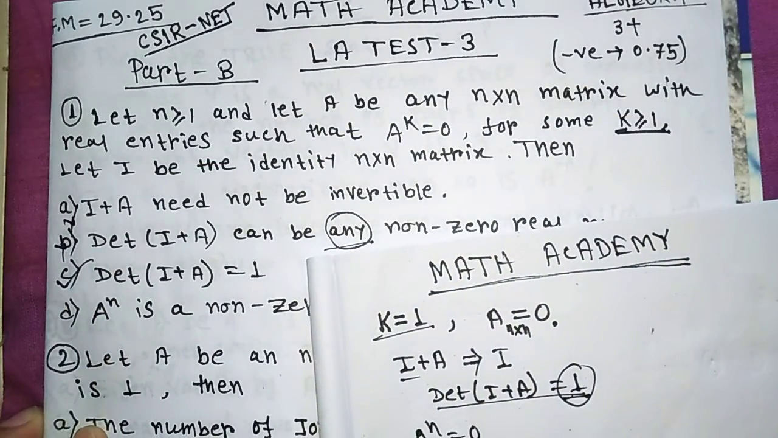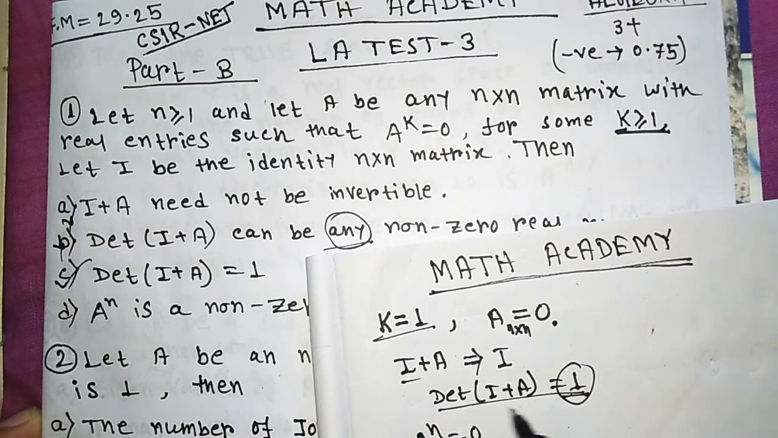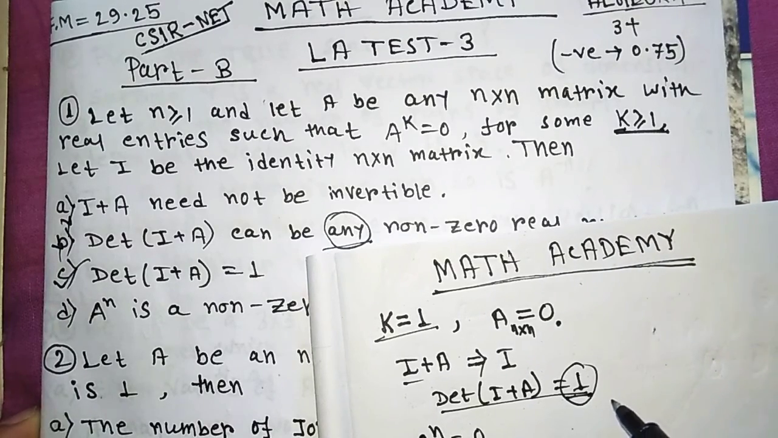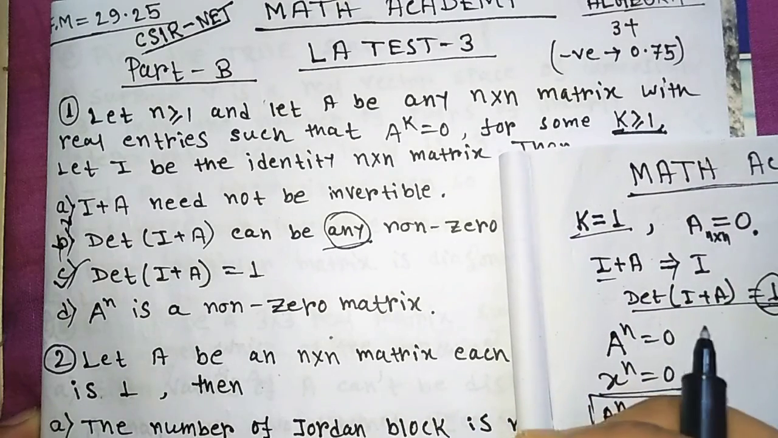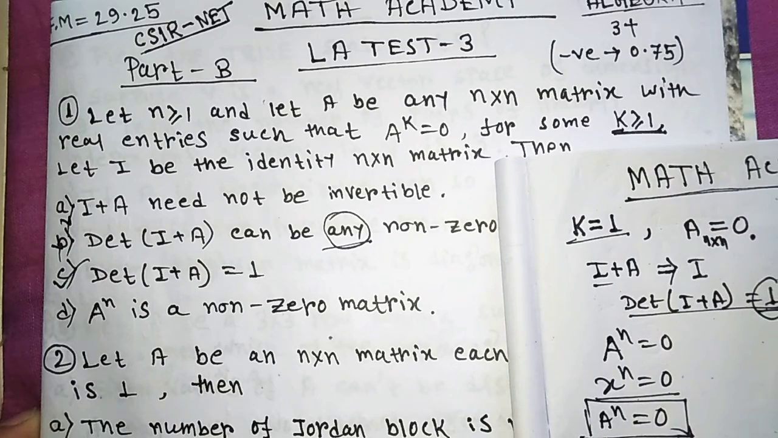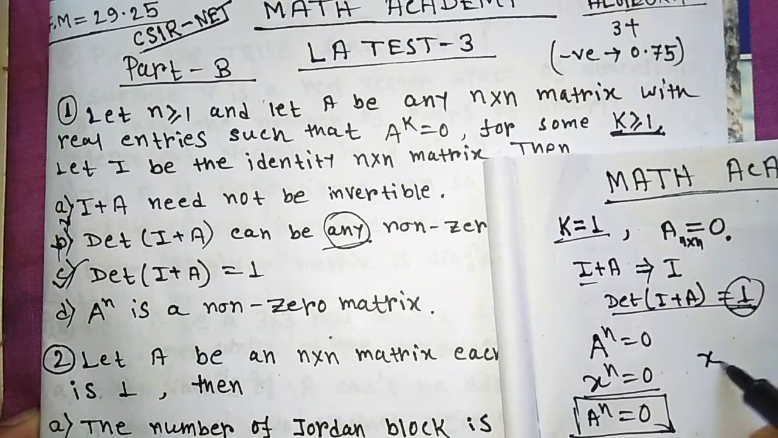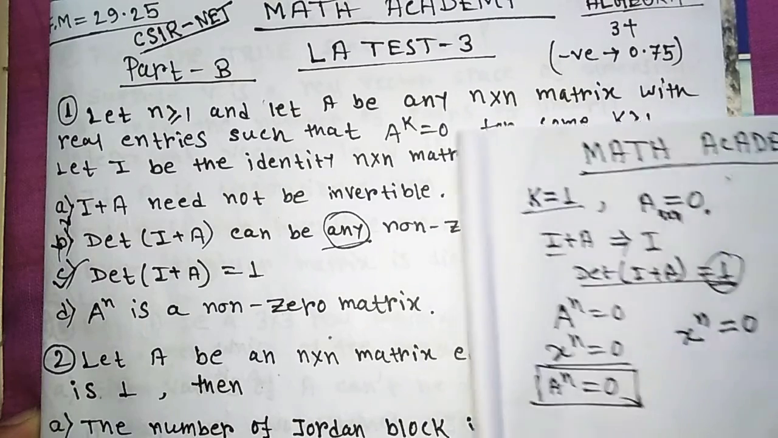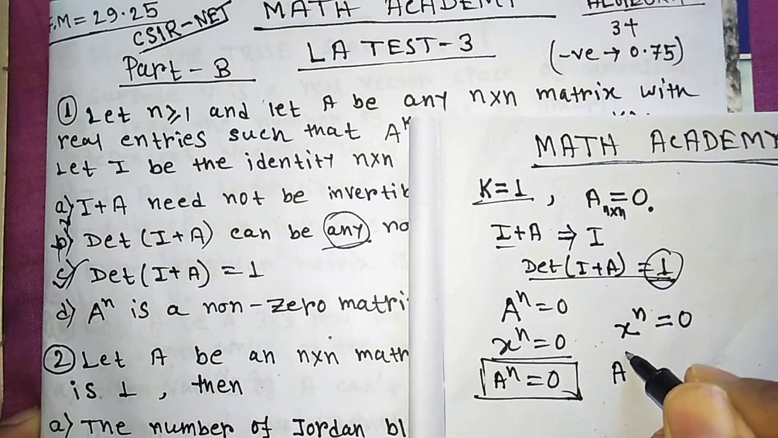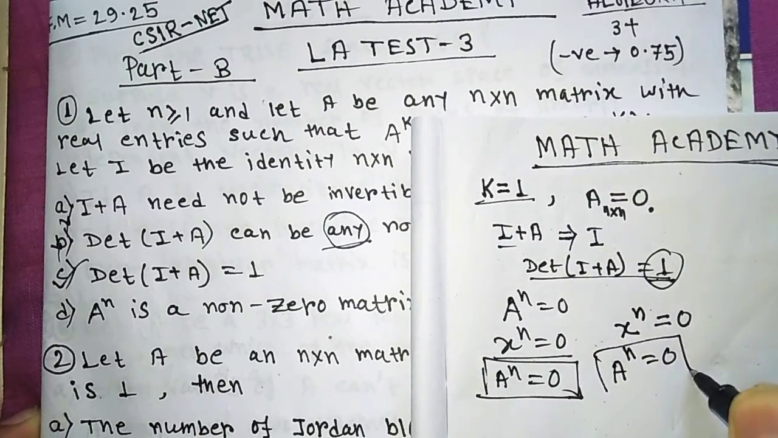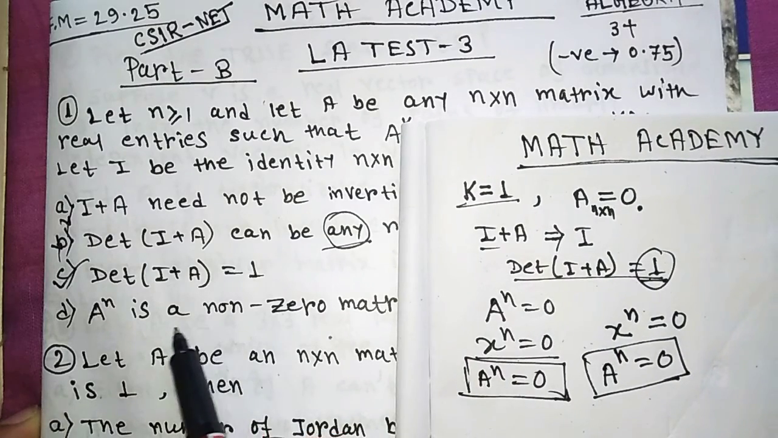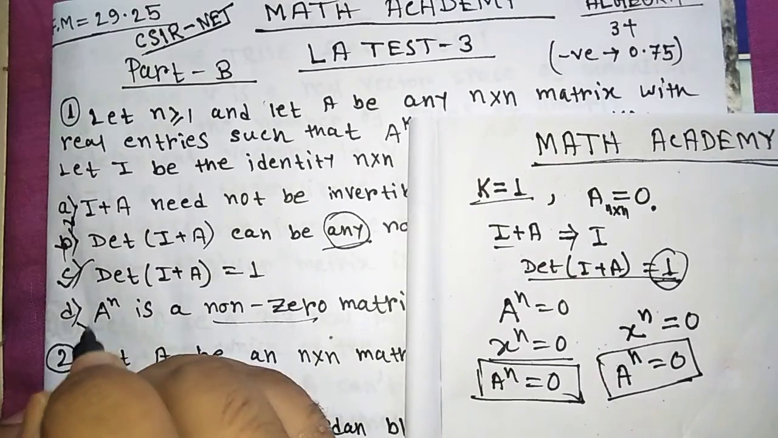Option C is: the determinant of I plus A is equal to 1. Here option C is true since the determinant of I plus A is 1. And option D is: A to the power n is a non-zero matrix. Since n is the order of the matrix, the characteristic polynomial is x to the power n equal to 0, and by the Cayley-Hamilton theorem every matrix satisfies its characteristic polynomial, so A to the power n is always the 0 matrix. Option D says A to the power n is a non-zero matrix, so option D is false.